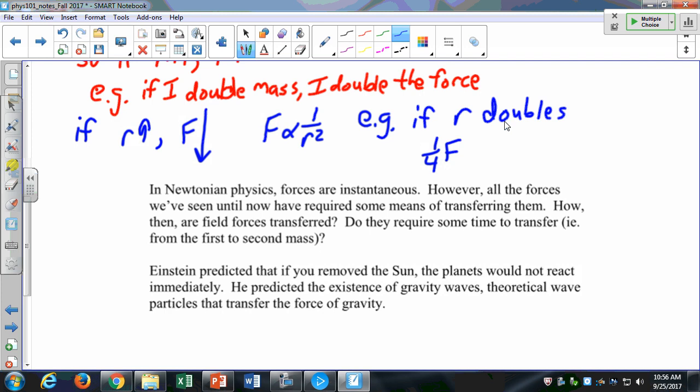And so there's a lot of questions about this. Do they require some time to transfer? And how are those field forces transferred? It is thought that they do require some amount of time to transfer. It travels basically at the speed of light. So that, for example, if you were to take the sun out of the solar system, if you could just remove the sun instantaneously without any mass at all there, then the planets would continue orbiting around that sun at least for a few minutes until the amount of time that it takes to transfer that force has elapsed.